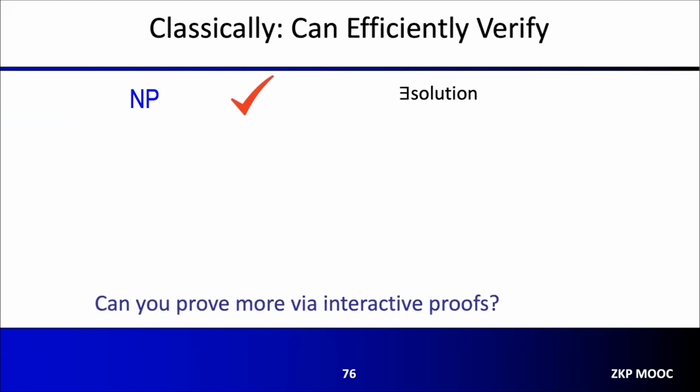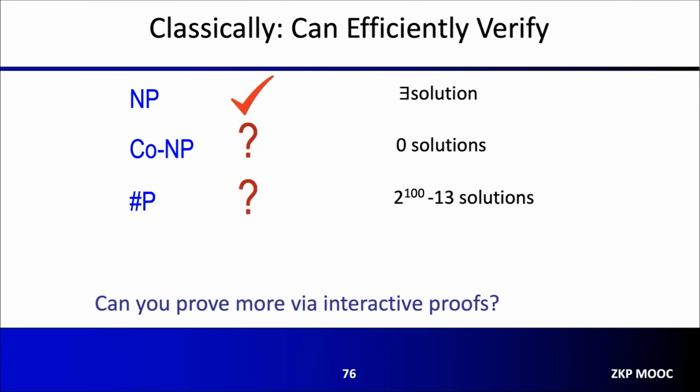Some highlights. Well, classically, before interactive proofs, the notion of efficient verification was NP. That is, there exists a solution, so I just send you the solution and you, as a verifier, check it. We didn't know how to verify whether co-NP statements were correct, like the two graphs are not isomorphic to each other. Co-NP are the complements of NP languages. Nor how to count how many solutions there are to a statement. So, for example, if you have a Boolean formula, and you want to find out, does there exist a solution?